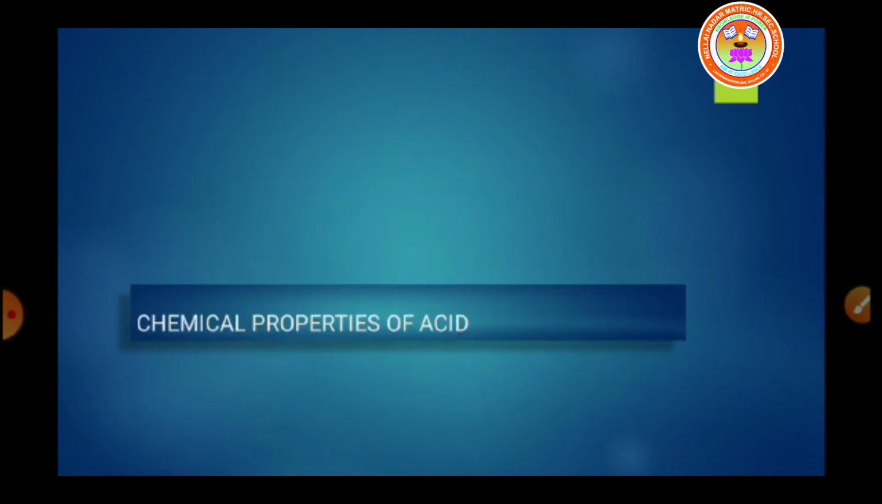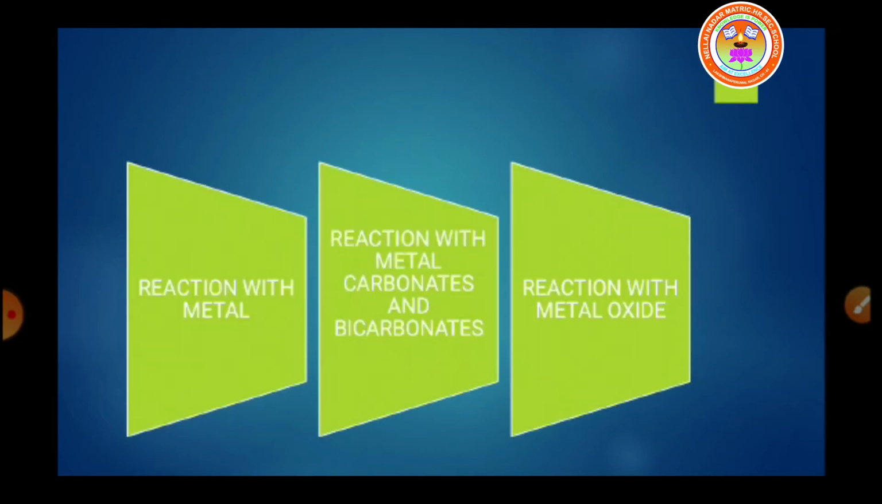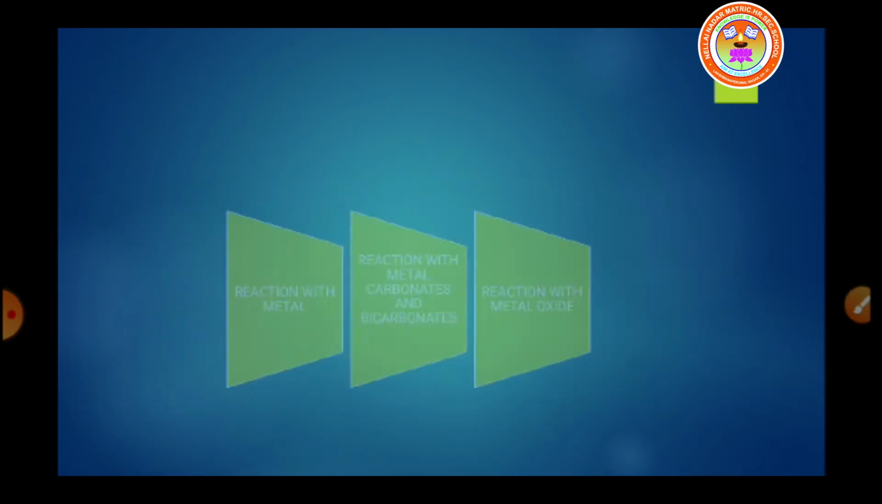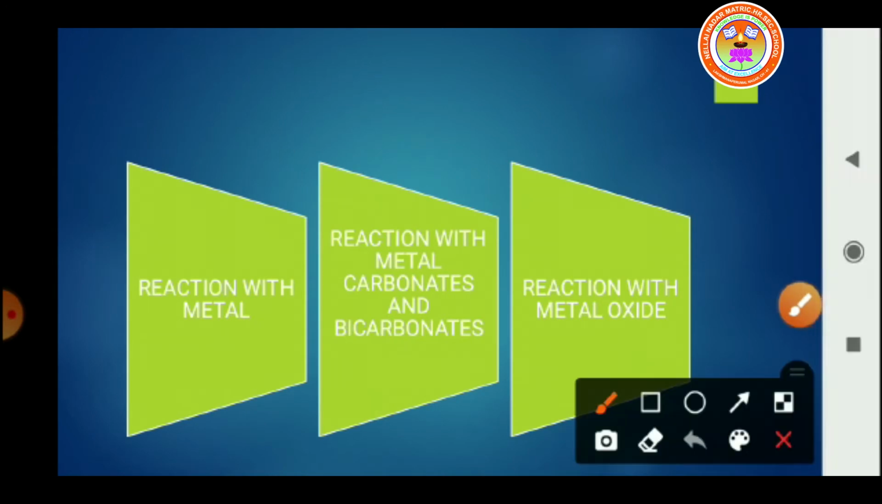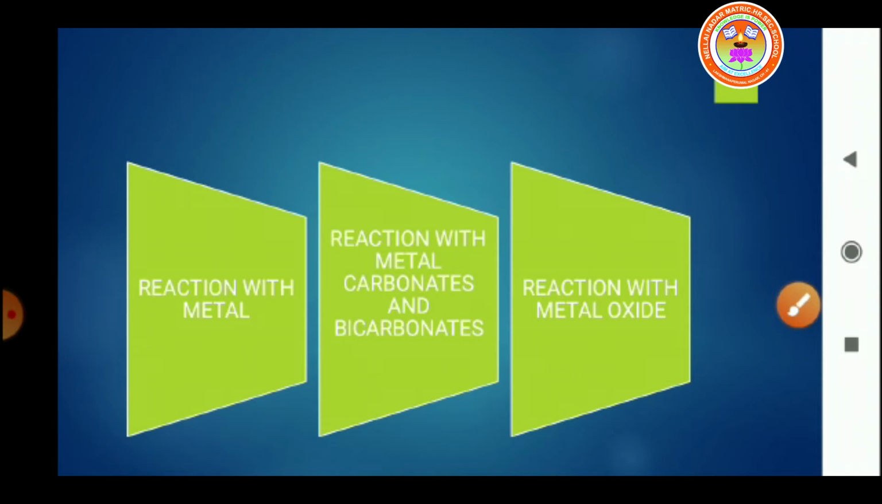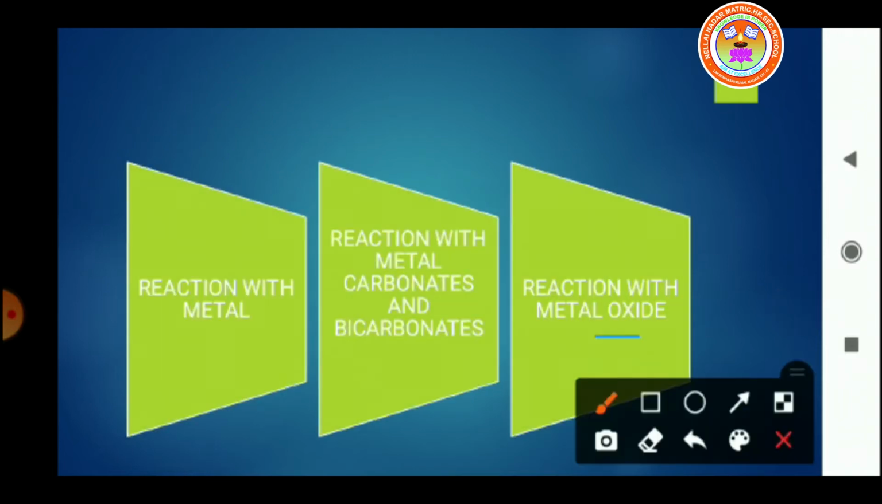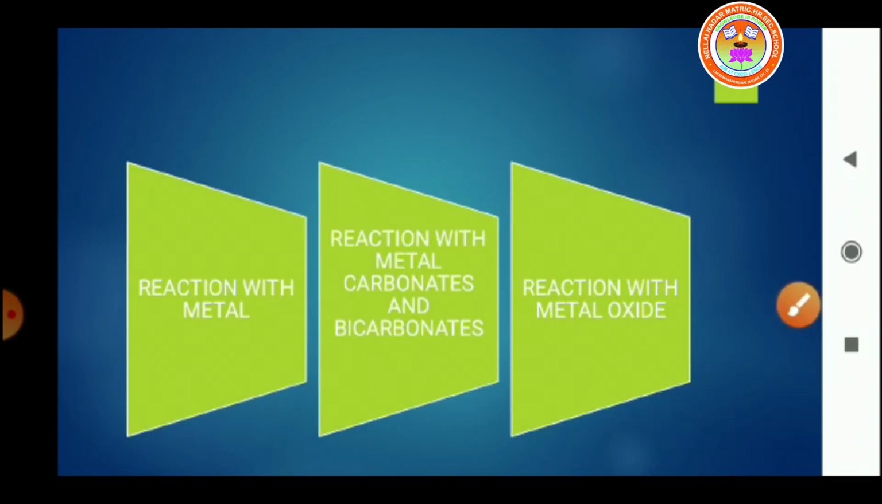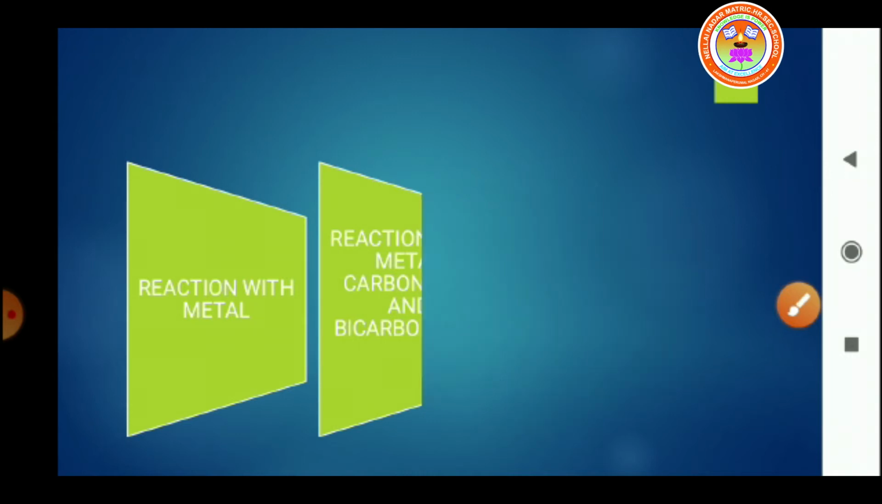Today we are going to discuss the chemical properties of acids. See here, there are three chemical properties of acids. One is reaction with metals. Second is reaction with metal carbonates and bicarbonates. Third is reaction with metal oxides. Now clear? What are the three chemical properties of acids?